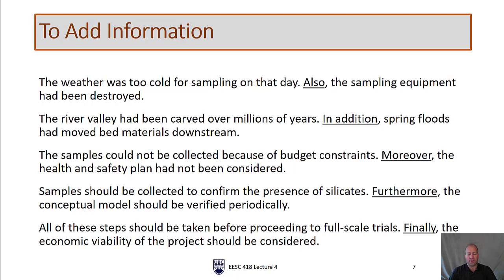We would use moreover, usually for expressing some idea that is in addition to the first one, but it's usually something that's a slightly different concept, and usually it's a more important concept. So usually we'll give one fact, and then we'll say moreover, and then we'll introduce the second, loosely related, but probably more important fact. The samples could not be collected because of budget constraints. Moreover, the health and safety plan had not been considered. So now we're giving a few reasons that we're having problems with our sampling study. The first is that we couldn't collect samples, but we're saying, even though that's a problem, probably the bigger problem is that we hadn't considered health and safety.